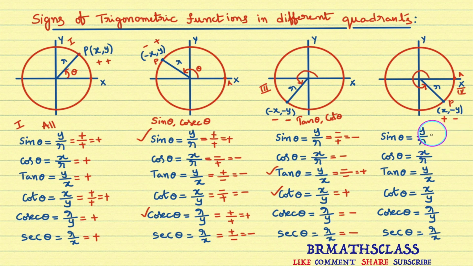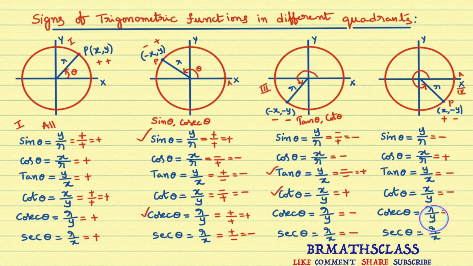Now, we will see signs of trigonometric functions in the fourth quadrant. Sin theta is y by r. What is the y coordinate in the fourth quadrant? Y coordinate is negative. Negative divided by positive, negative. You see this one, cos. X is positive. You see here, in the fourth quadrant, x is positive. Positive divided by positive, positive. Tan theta, y by x. Y is negative, x is positive. Negative divided by positive, negative. Cot theta, x is positive, y is negative. Positive divided by negative, negative.